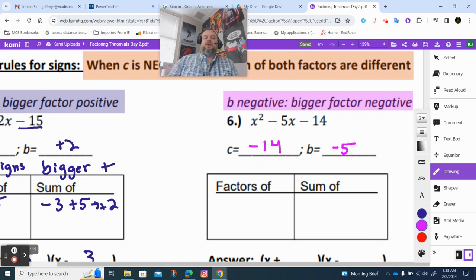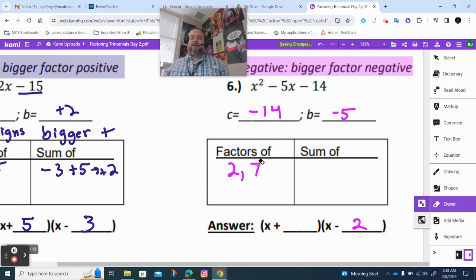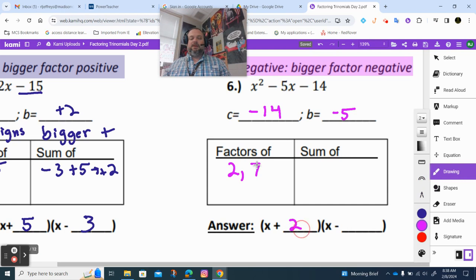All right. So what are factors of 14? 2 and 7. Which one is bigger? 7. So it's got to be the positive one. Now, I'm sorry, it's got to be the negative one. I'm sorry, I got it backwards. Need more coffee. And you could check this because it's got to be negative 5. Use that calculator to check.